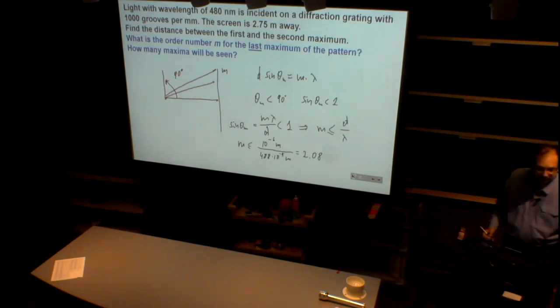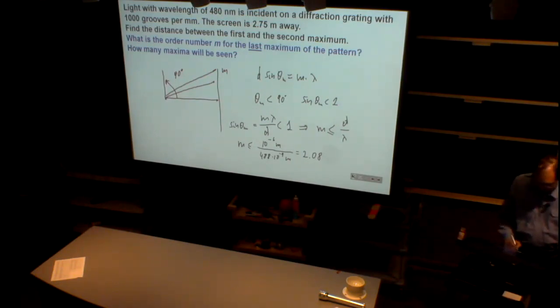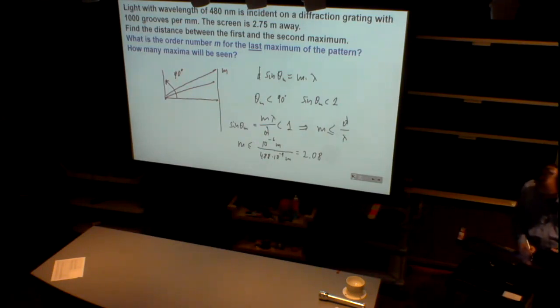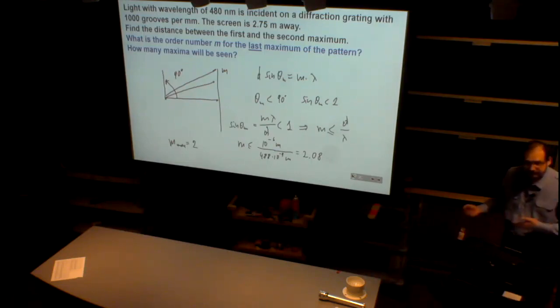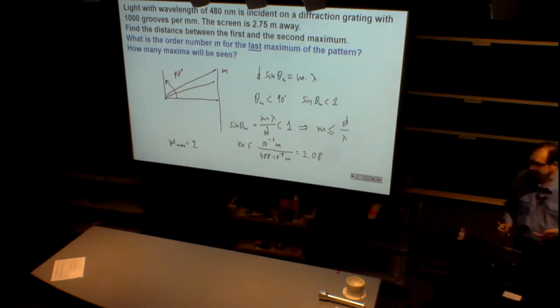But what do we know about the number m? What does it do? It counts things. 1, 2, 3, 4, 5, 6, 7. Can it be 2.08 or 2.75 or 3.16? No, it can't. These numbers only have to be whole numbers, integers. So that tells us that the maximum value of m should be equal to just 2. It cannot be 3. It can only be less than this.